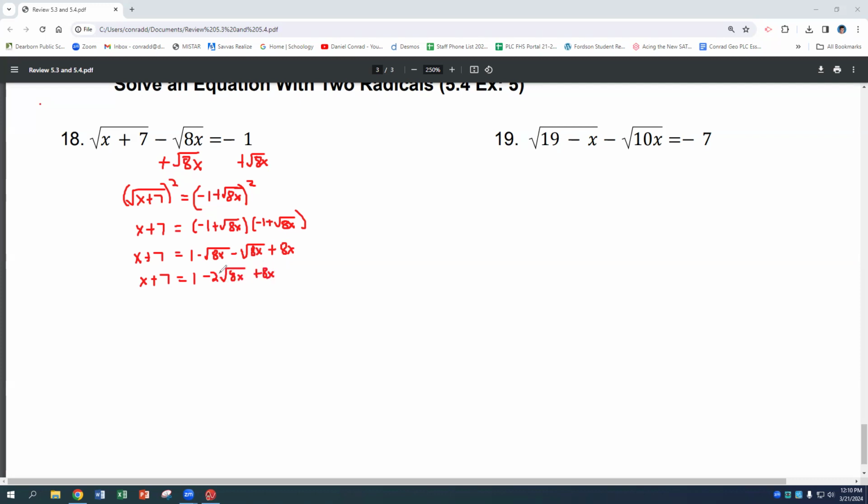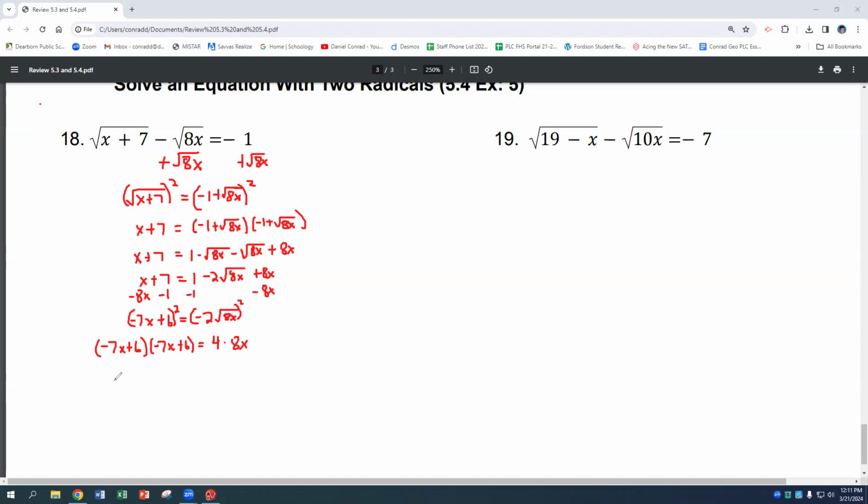Now you have to isolate this radical, so I'd end up moving the other stuff to the other side. So minus 8x on both sides, subtract 1 on both sides. That's going to give me -7x plus 6 equals -2 square root of 8x. Now I can square both sides. All right, so that's going to give me -7x plus 6 times -7x plus 6 on the left. On the right, we're going to get 4 times 8x. All right, -2 squared is 4. Square root of 8x squared is 8x.